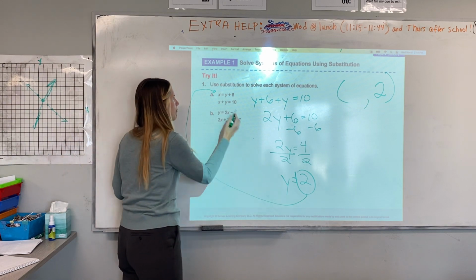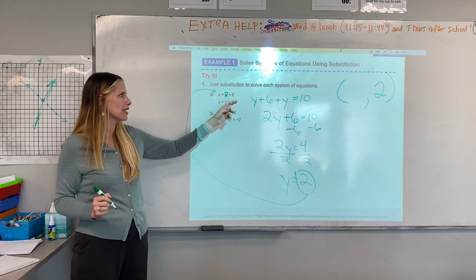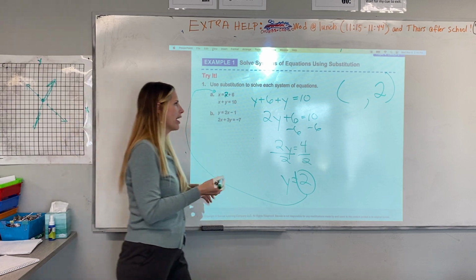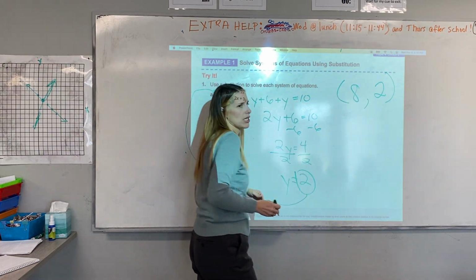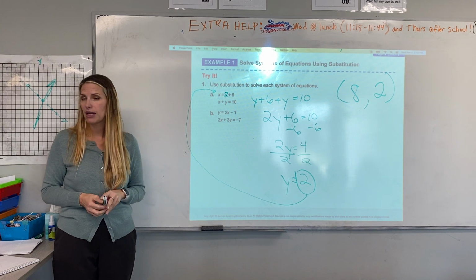So I can plug my 2 in, and then just solve for x. 2 plus 6 is 8. So x is 8. What's my solution? 8. Positive 8, positive 2.